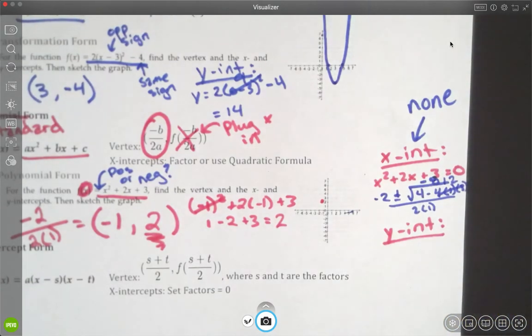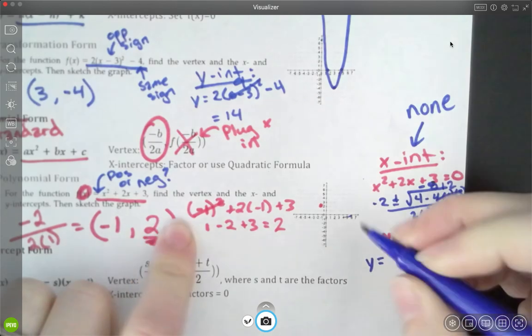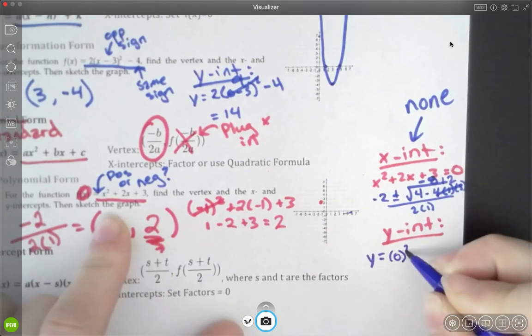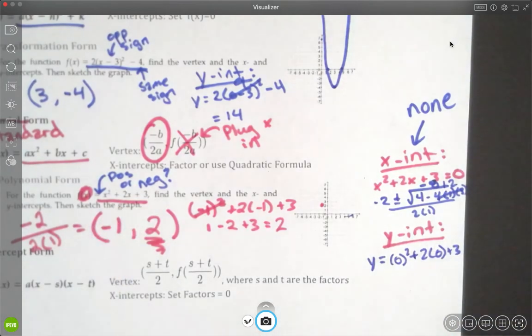Now the last one. Find the y-intercept. I'm going to plug 0 in for x, so this one's easier. Y-intercepts are always easier. y equals 0 squared plus 2 times 0 plus 3. You should be able to do this in your head because these two pieces knock out. Anything times 0 goes away. So what is y? 3. He's going to touch at 3, so I'm going up here to 3.